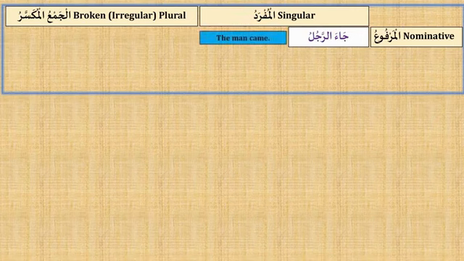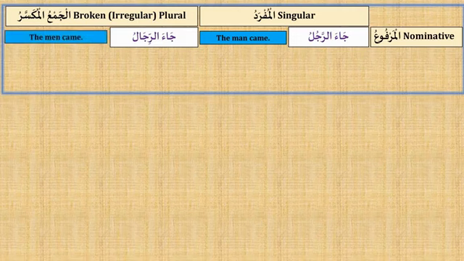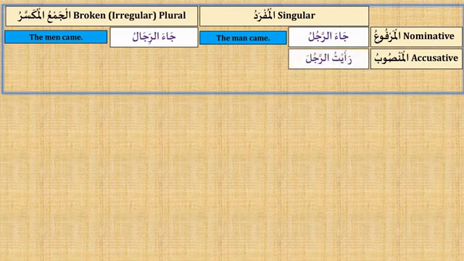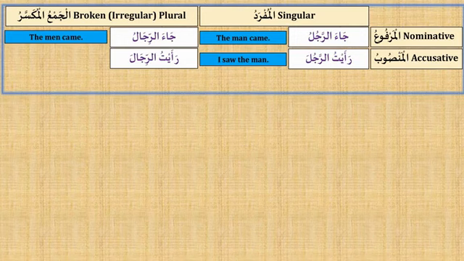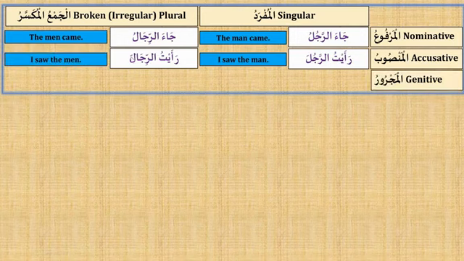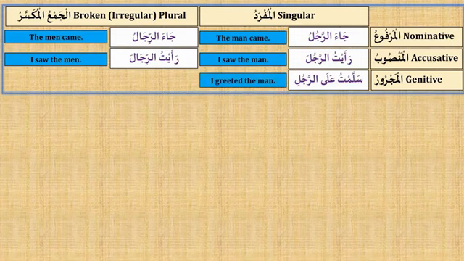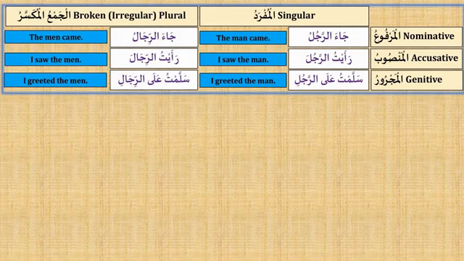جاء الرجل, the man came, and the broken plural is جاء الرجال, the men came. The next case, المنصوب accusative case. رأيت الرجل, I saw the man, and the plural is رأيت الرجال, I saw the men. The third and the last case is المجرور genitive case. سلمت على الرجل, I greeted the man, and the plural is سلمت على الرجال, I greeted the men.